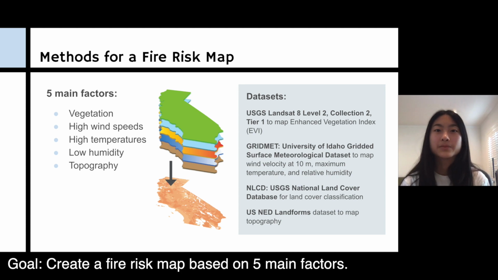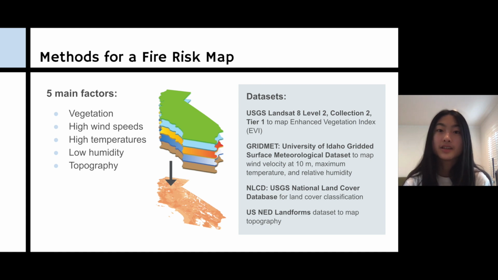Therefore, for our main project, we created a fire risk map for California. We decided to focus on 5 main factors that might make the region more vulnerable to wildfires: high vegetation used as fuel, high wind speeds, high temperatures, low humidity, and certain topographic features. Although there are many other factors such as drought or past fire history of an area, we focus mainly on analyzing and combining data about these 5 factors.